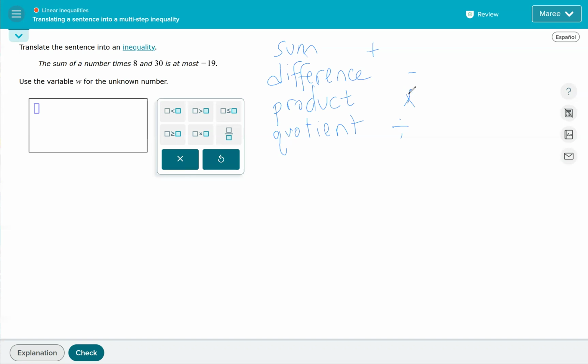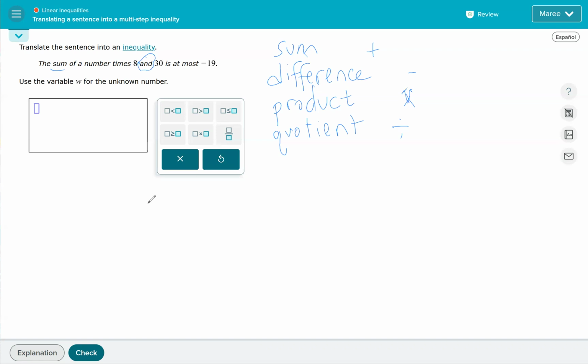Then if you have a number and a variable, put the number first. It's just convention and it's just what mathematicians do. So we have the sum, which means there are going to be two things that we're adding together. And the way you find those two things is look for the word and, the very next time you see the word and. So we have a number times 8 and. So this and right here is where your plus sign is going to go.